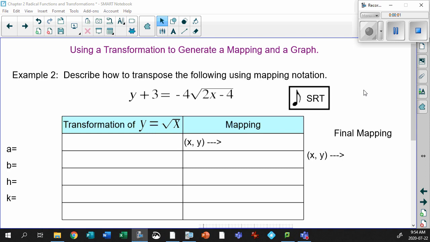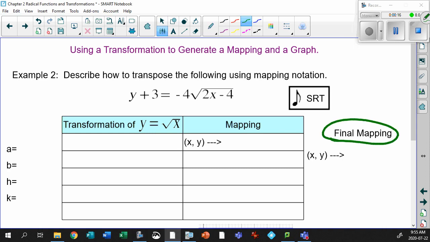I really like this slide for one reason. It's going to go through everything and how to transform a point step by step, and it's eventually going to develop a final mapping right over here. Big thing to remember, don't forget your SRT, okay? So first thing here, it says, how do you describe the following transformation?